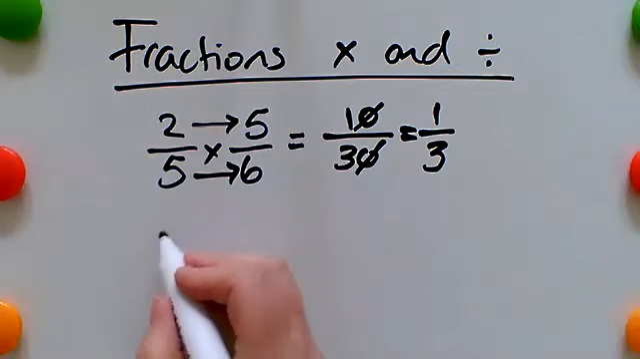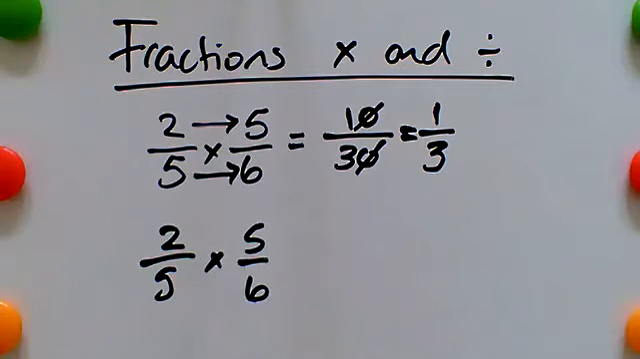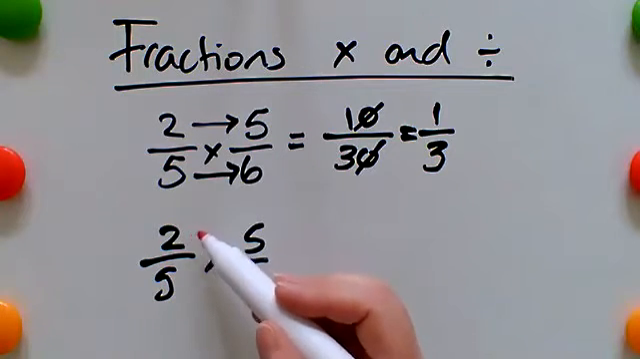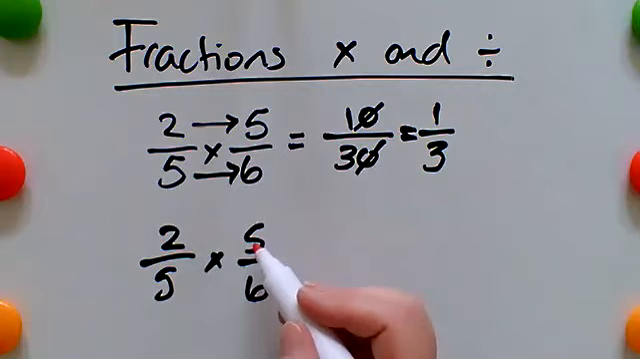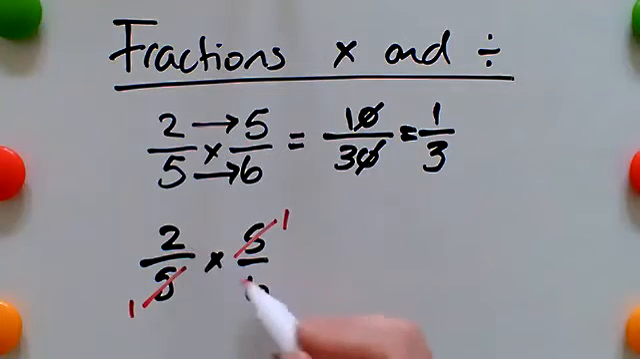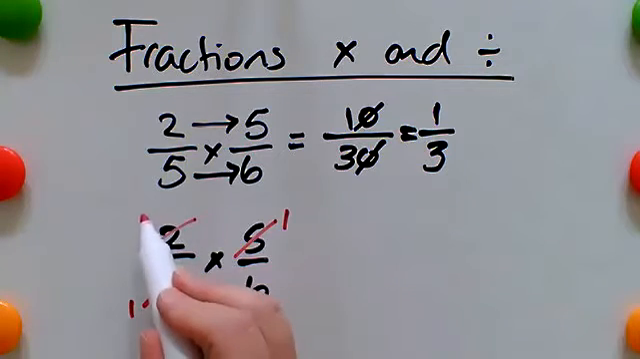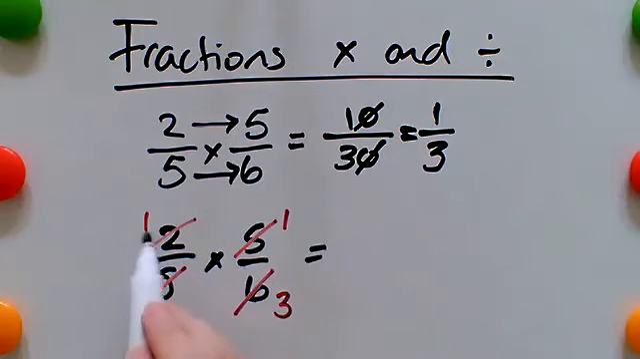Now, some of you may have noticed, I'll just write the question out again, that we could have done some cancelling down at the beginning. And this means that if there's a numerator and a denominator that share a common factor, we can cancel down. So I've got 5 here and a 5 there. Well, 5 goes into 5 once, so I can cancel that down. And noticing here that I've got a common factor of 2, I can cancel that down to 1, and 2 into 6 is 3 times. So I'm left with a calculation now of 1 times 1 and 1 times 3.